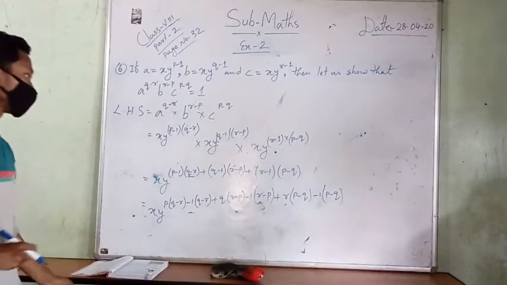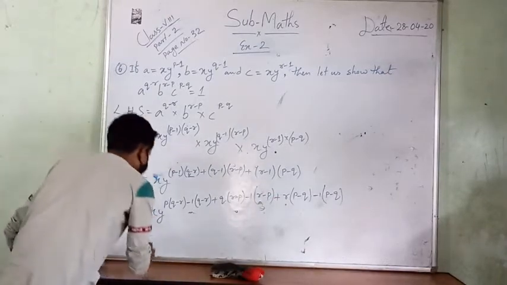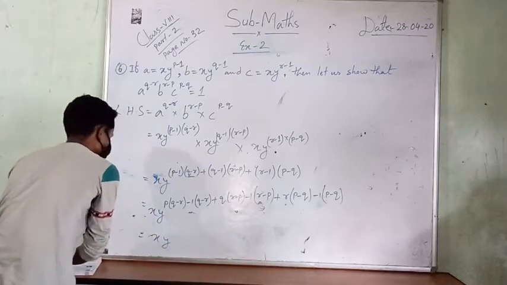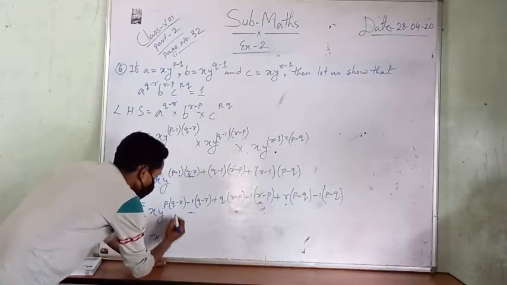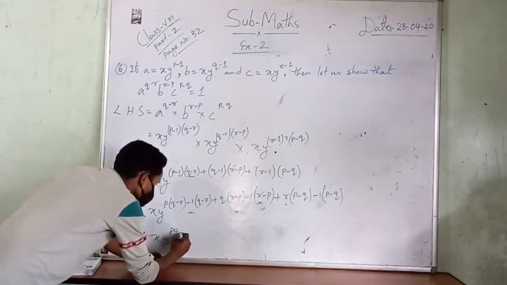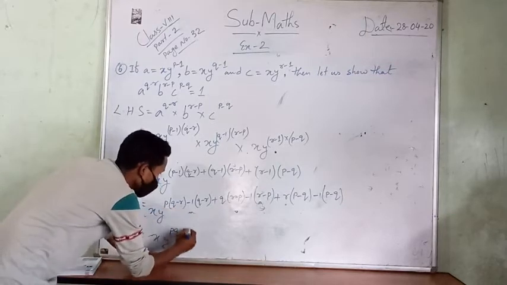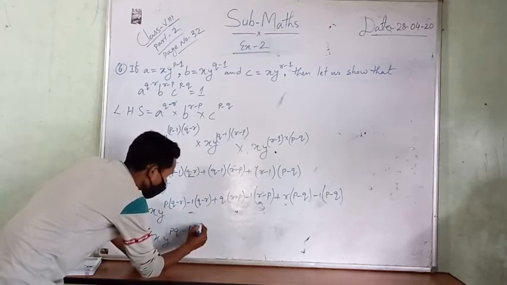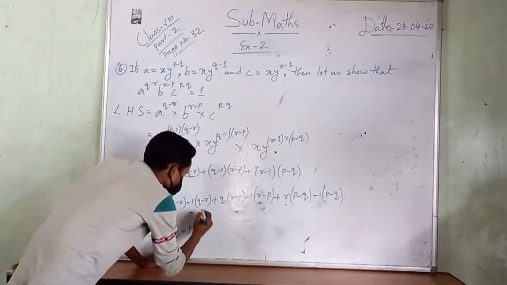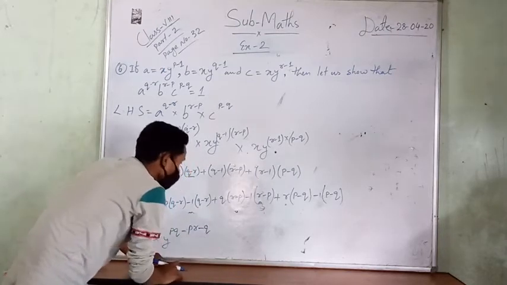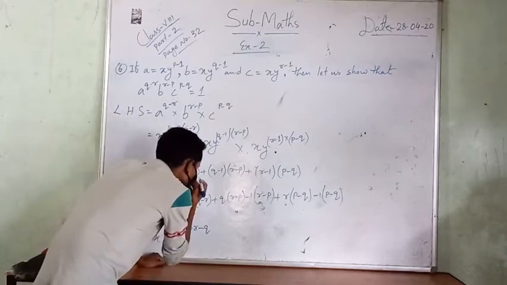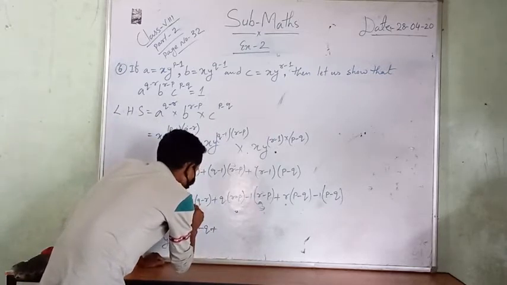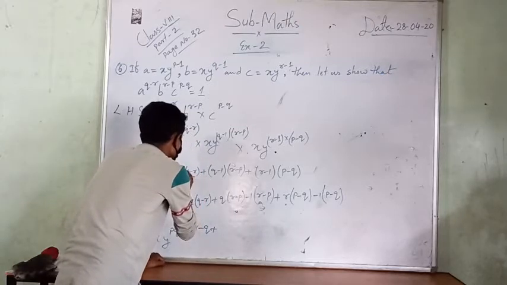Now we have to multiply, xy, p into q, pq minus p into r, pr, minus 1 into q, that is q, minus into minus is plus, okay.